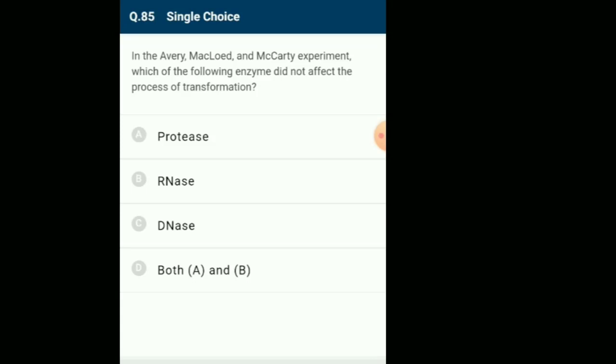Digestion with DNase did inhibit transformation, suggesting that the DNA caused the transformation. They concluded that DNA is the hereditary material, but not all biologists were convinced. So the answer is option D. Answer both A and B.